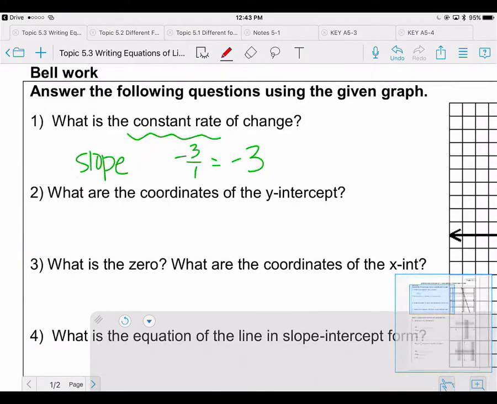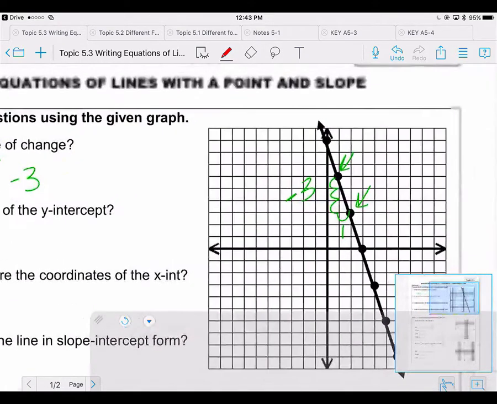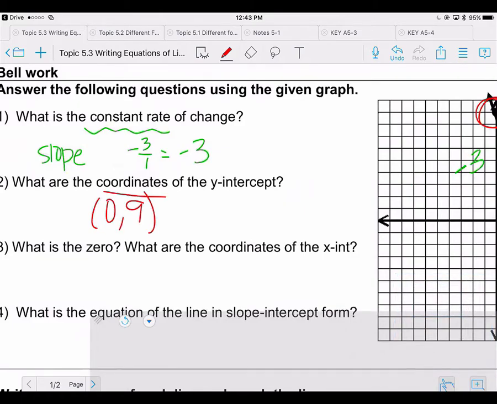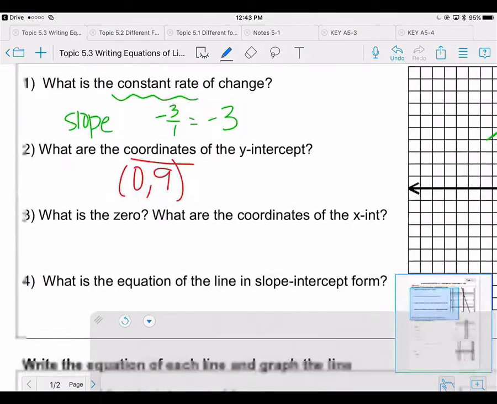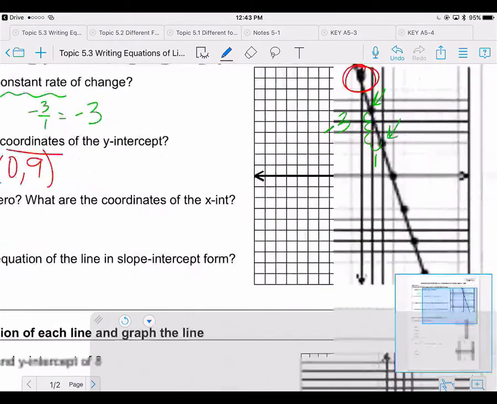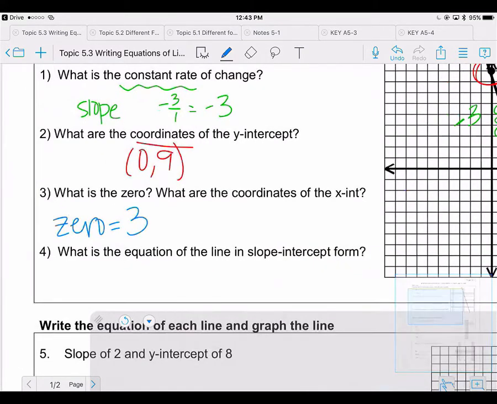The coordinates for the y-intercept, where it crosses the y-axis, is way up here at the point (0, 9). Remember, coordinate means put it as a point. The 0 means what is your x-intercept? So the 0 crosses at 3. And then your coordinate for that would be the point (3, 0).